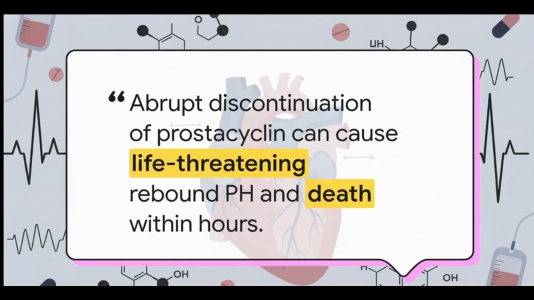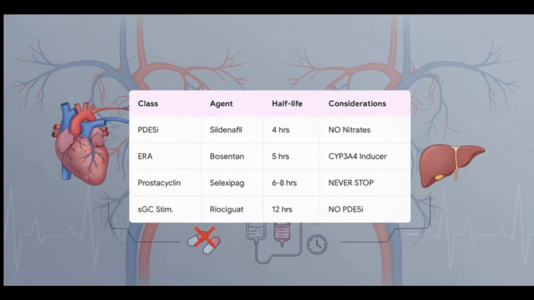It's non-negotiable. This table is a really handy tactical summary of the common oral agents. You want to pay attention to the half-lives because that helps you plan for any potential missed doses. And look at the critical perioperative considerations. Things like not giving PDE5 inhibitors if the patient is on nitrates, or figuring out a bridging strategy if someone on an oral prostacyclin like selexipag has to be NPO for a long time.